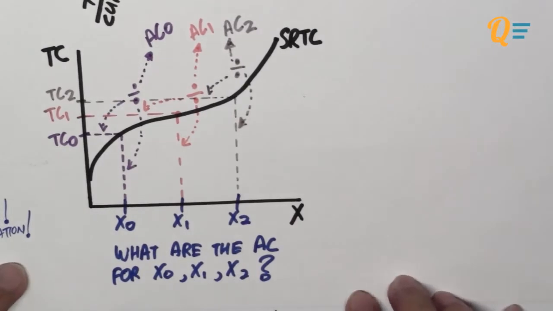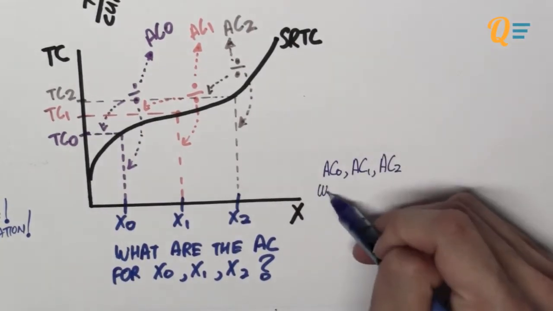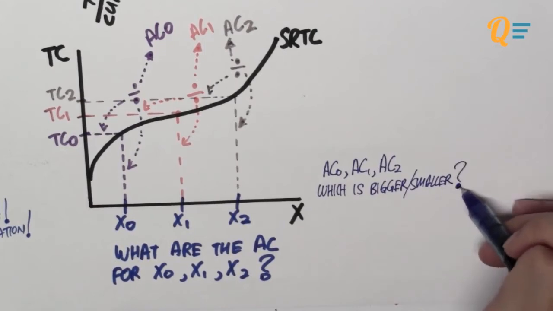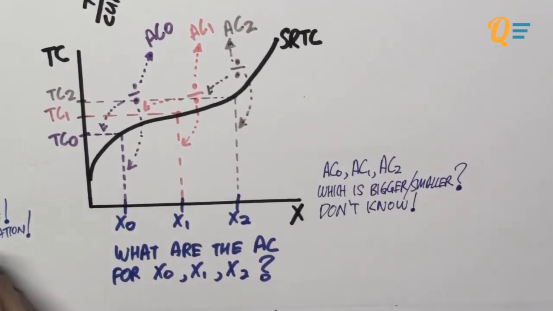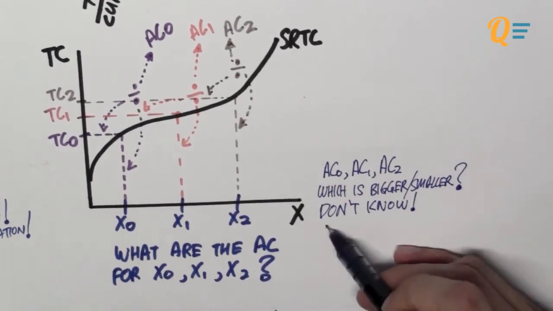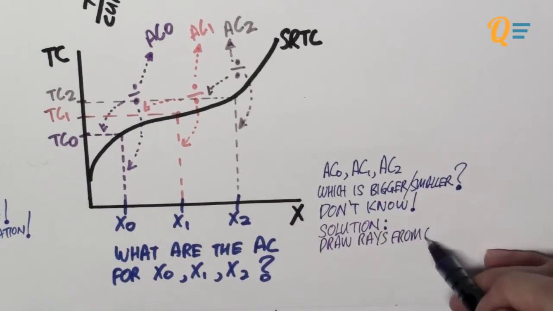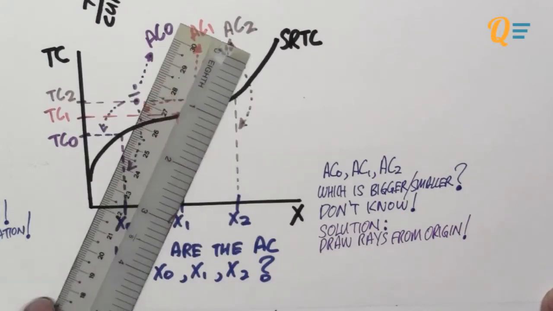But here's one issue. Now that you've got AC0, AC1, and AC2, which one is bigger or smaller? You have no idea how to find out. So you don't know the answer. So how do you do this? How do you determine the relative size of each average cost? Well, the solution is actually pretty simple. You're going to have to draw rays from the origin of this graph to the total cost curve itself.